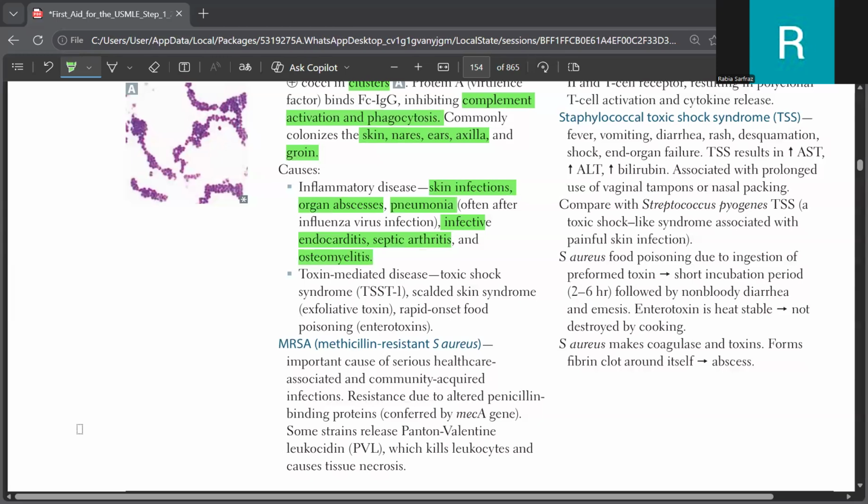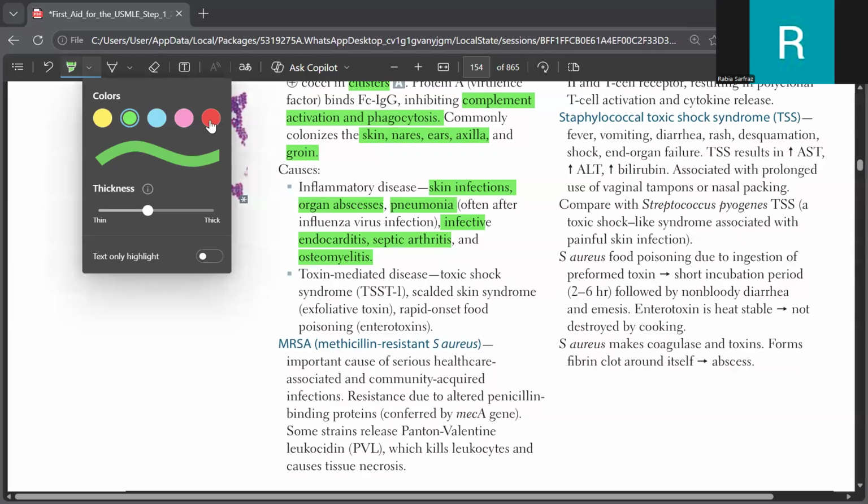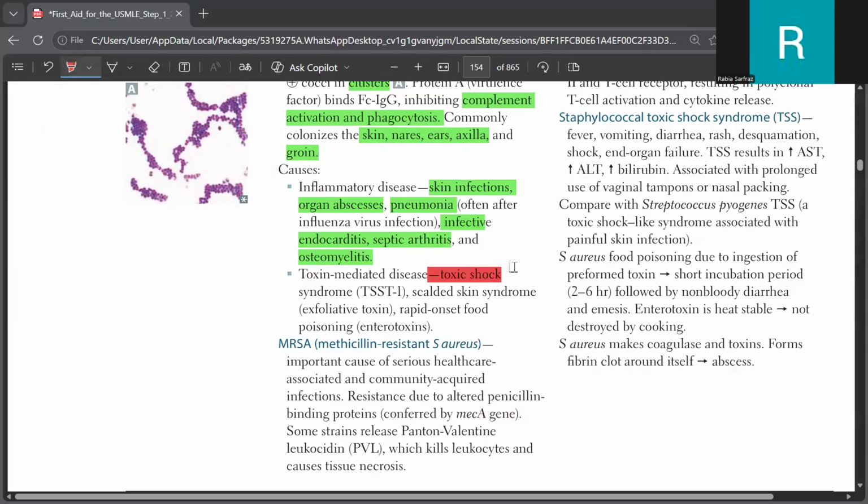And then there are toxin-mediated diseases such as toxic shock syndrome, which is very important, and it is caused by TSST-1. Then there is scalded skin syndrome, which is caused by exfoliative toxin. And then there is rapid onset food poisoning, which is caused by enterotoxins.